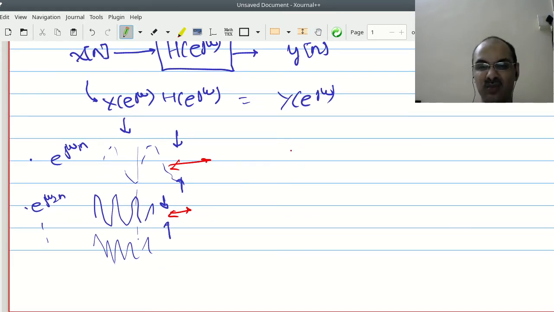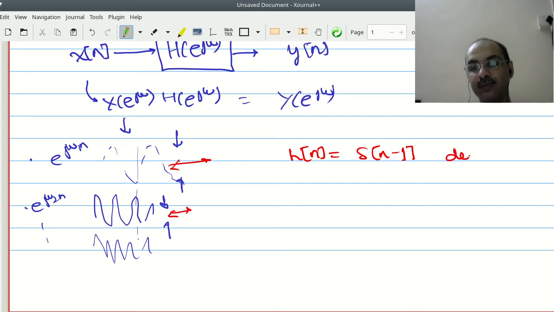Let us take h[n] to be equal to δ[n-1]. This is the delay. If I give any input to the system, the output is going to be exactly the same output shifted by one time instant. Right. However, let us take another case.